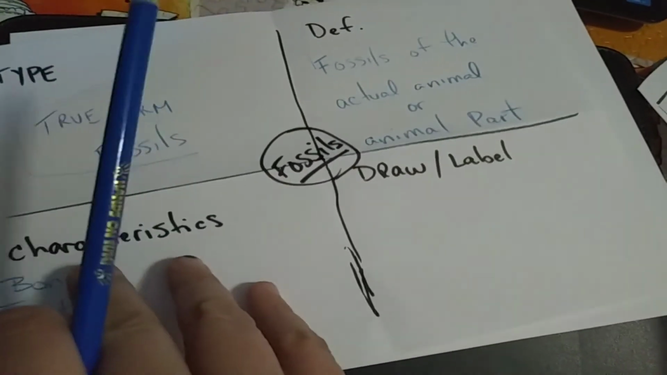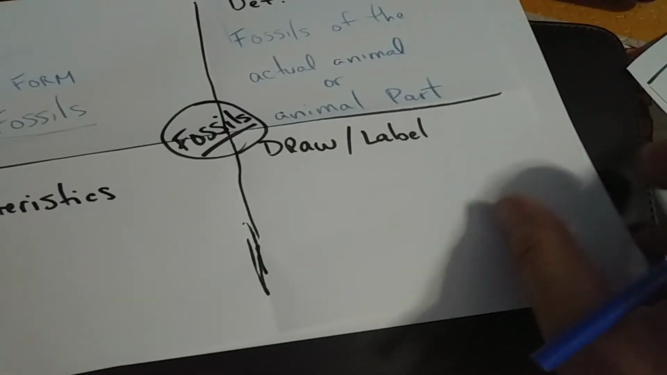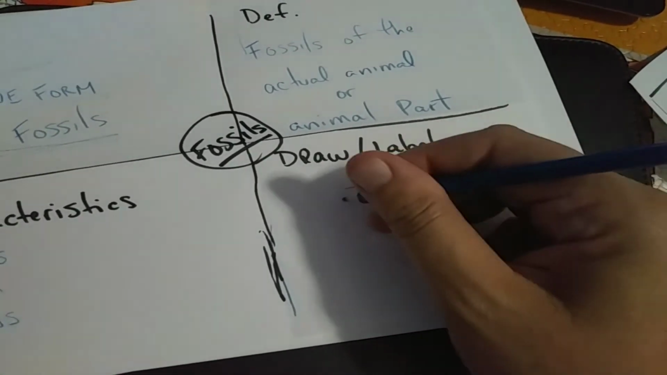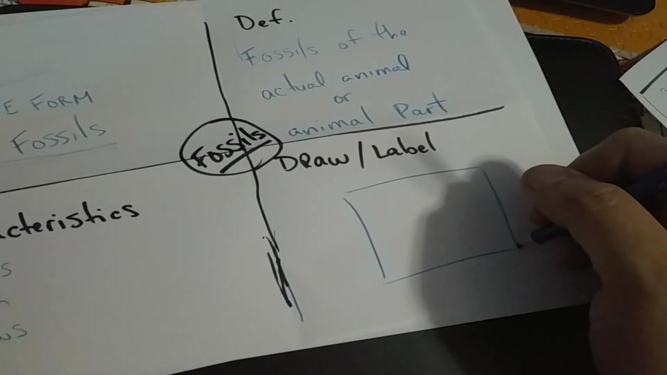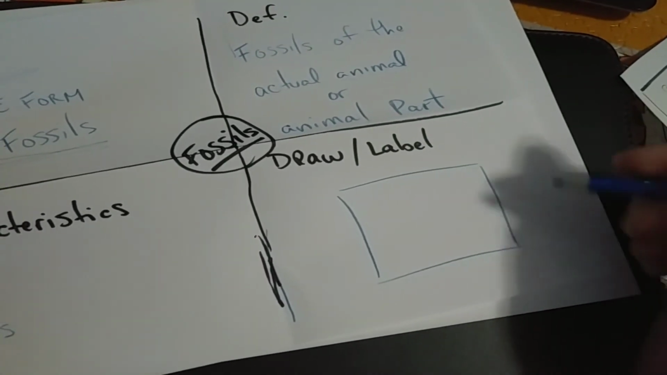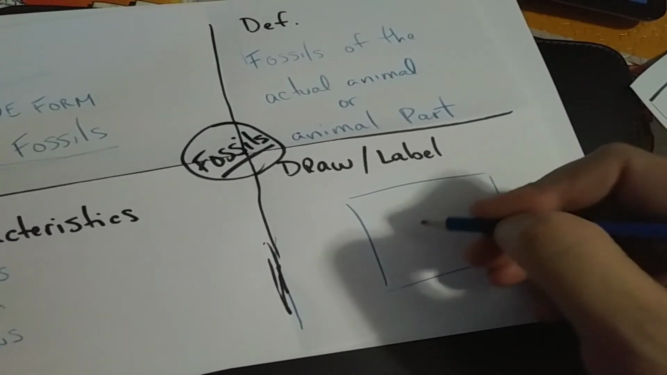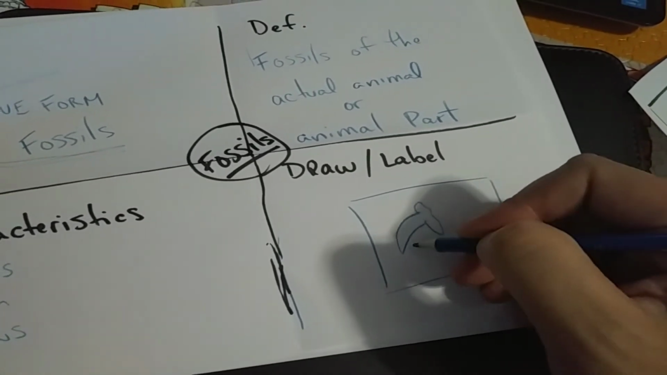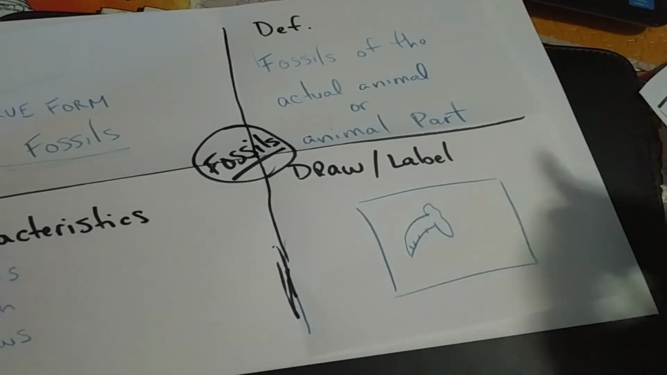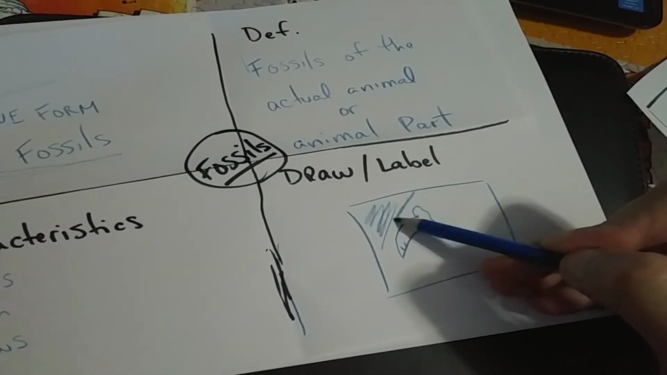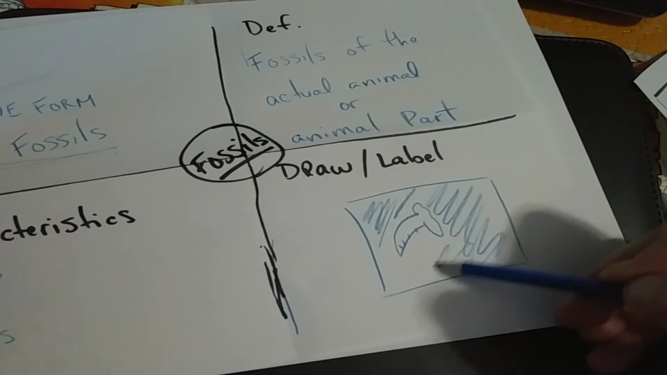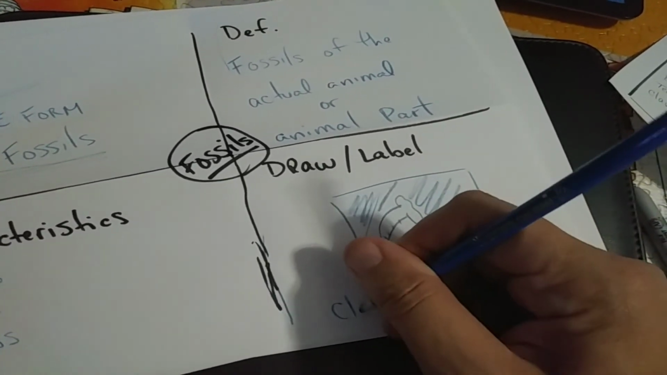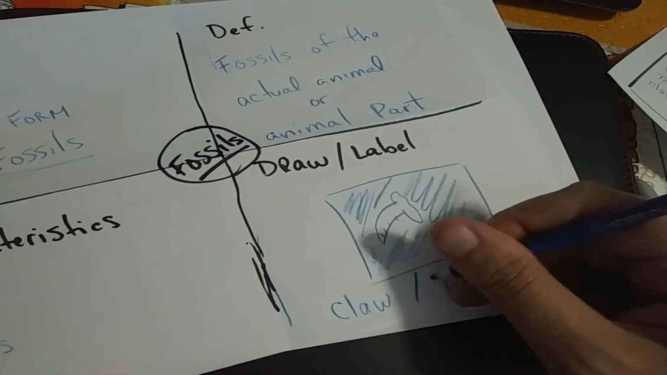And this is a little fun square right here where we get to just draw. They can choose to draw whatever fossil they want. And on mine, I chose to draw a claw. You'll have to forgive my drawing, but this is a picture of my fossil. And then I'm going to label it. So I'm going to write down here claw, and it's a true form fossil.